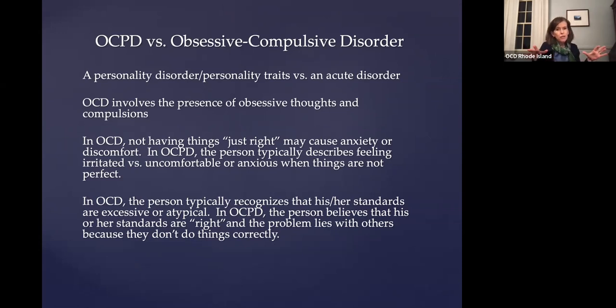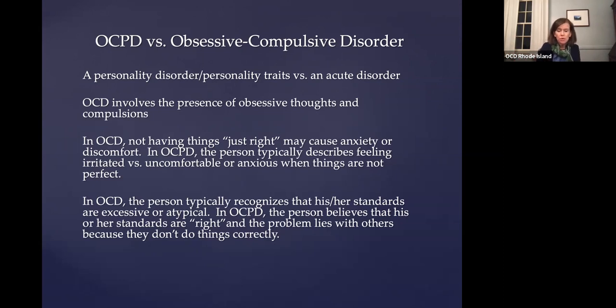So the broadest difference is that OCPD is a personality disorder. So that does not wax and wane over time the way that anxiety does. The personality disorder tends to develop at a younger age and then persists over time. And it's essentially central to the way in which the person engages with the world. And so it is a central part of how the person engages with other people and how they kind of approach life. It is just a part of who they are.